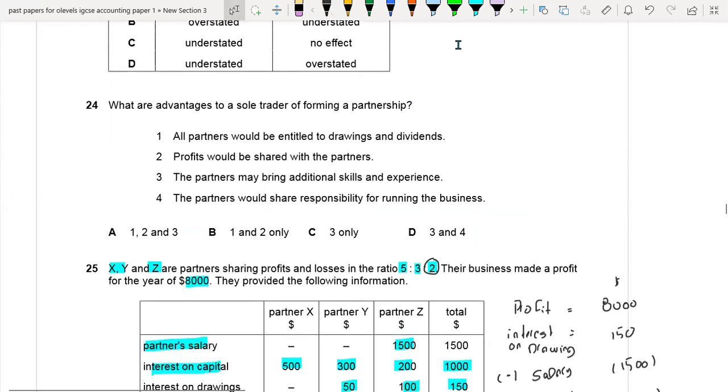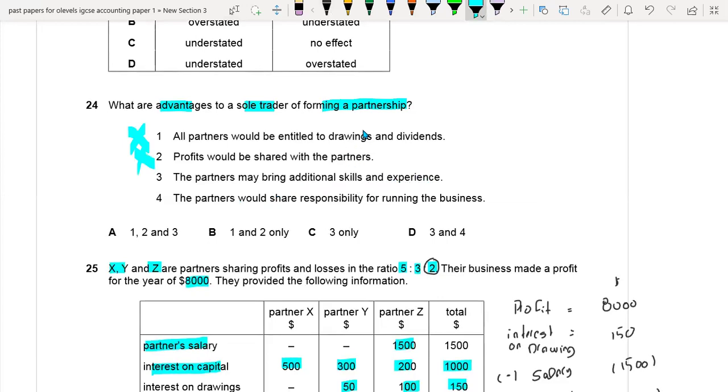24. What are the advantages to a sole trader of forming a partnership? Okay, so we have to just see the advantage. All partners would be entitled to drawings and dividends. So this is a disadvantage, not the advantage. Profit would be shared with the partners. Again, this is the disadvantage, not the advantage. Partners may bring additional skills and experience.